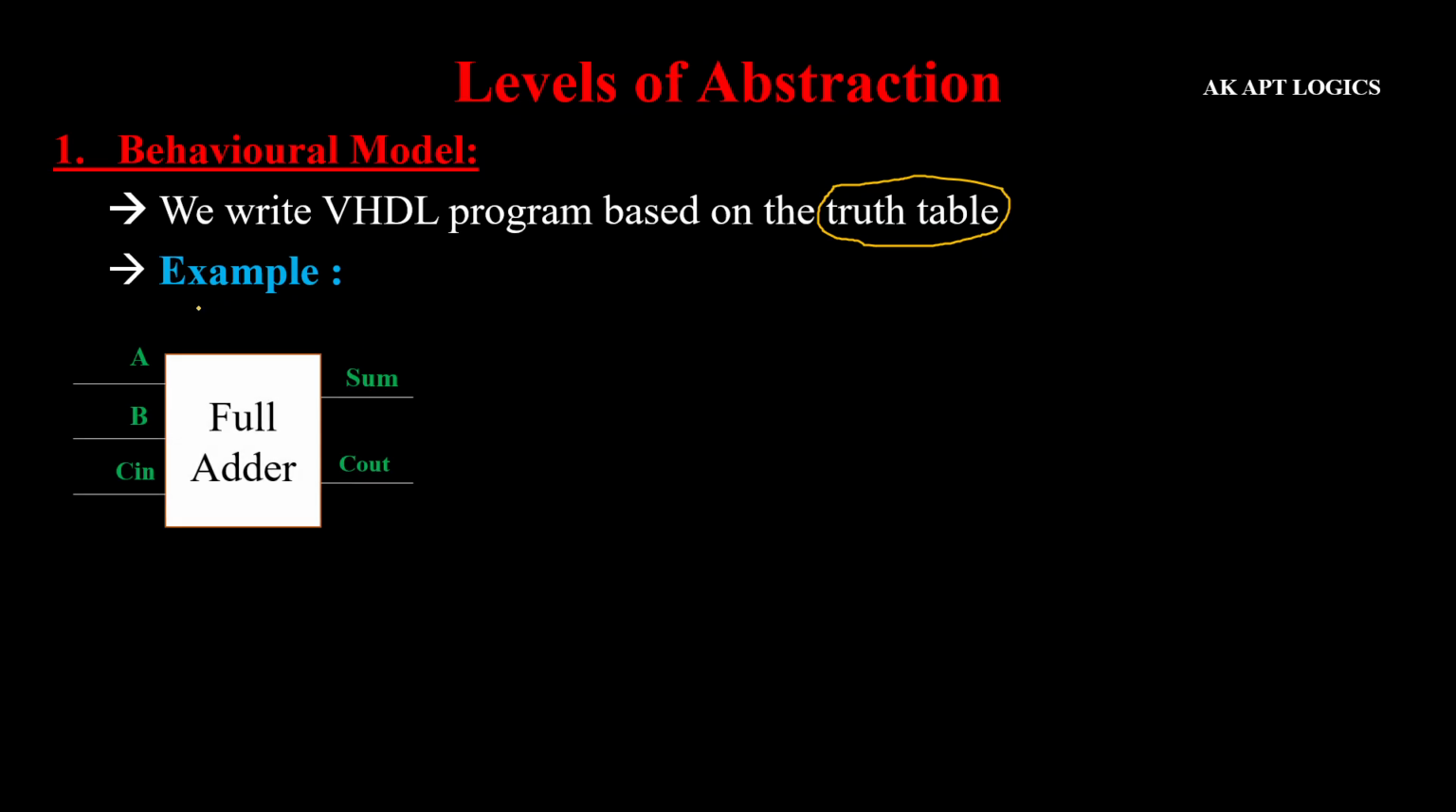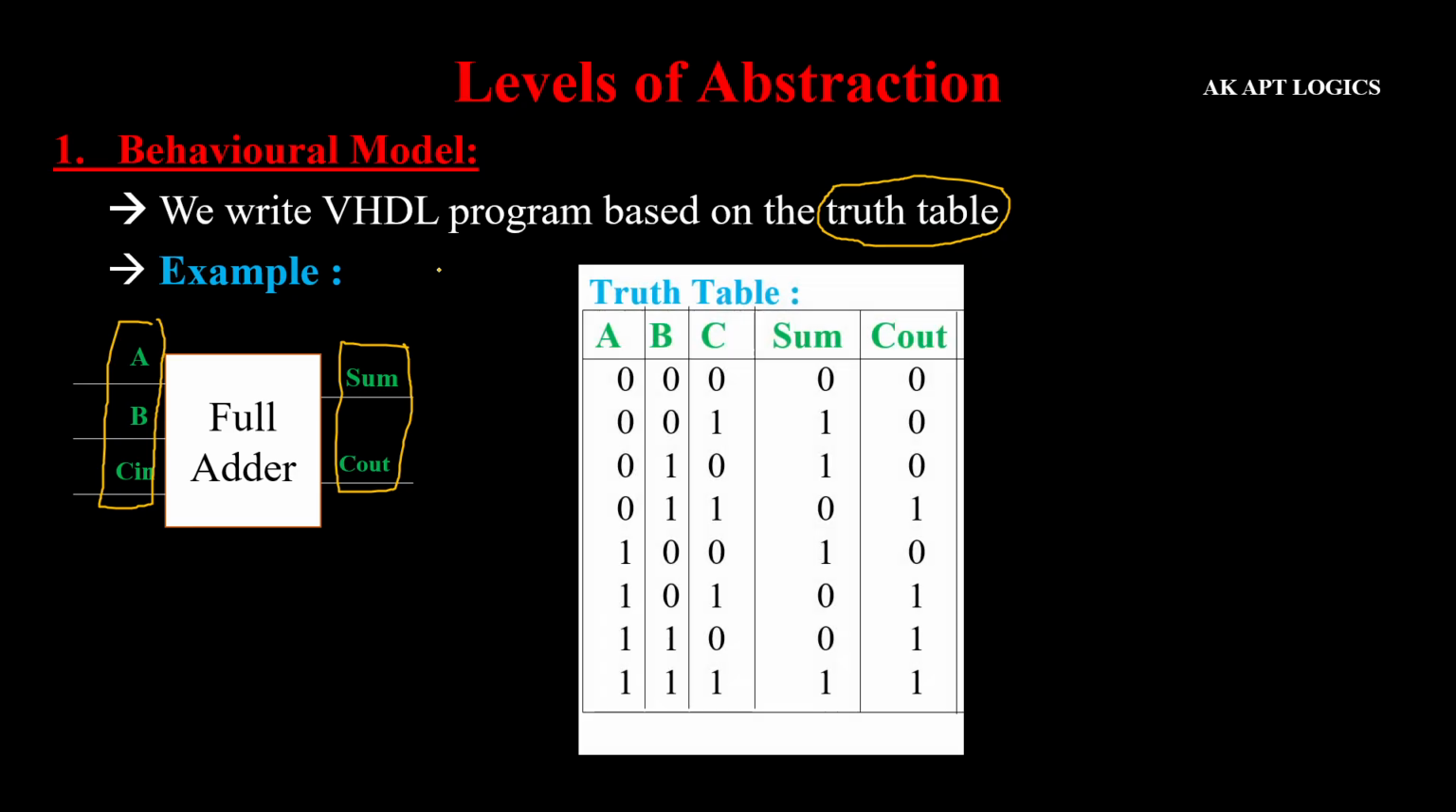Next example, we are going to take the full adder, which has three input ports, namely A, B, C in, and two output ports, namely sum and C out. These will be specified in the entity. So this is the truth table of the full adder. A truth table is basically the relationship between the inputs and the outputs.